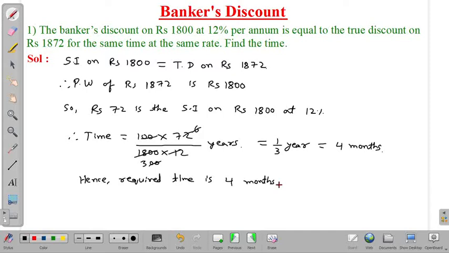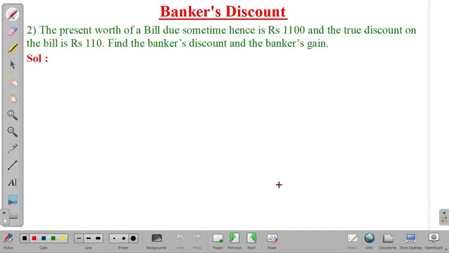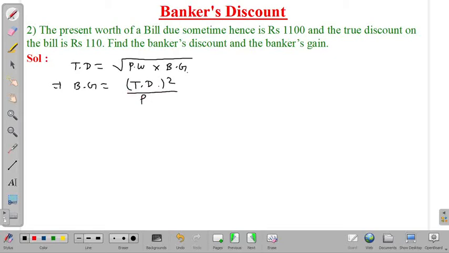Okay, we will discuss the next problem. See, in this problem, what is given? The present worth of a bill is given as 1100 and the true discount is 110. We need to find the banker's discount and banker's gain. So we know the formula: true discount is equal to the square root of present worth multiplied by banker's gain. So we can find the banker's gain from this. Banker's gain will be equal to true discount whole square divided by present worth.